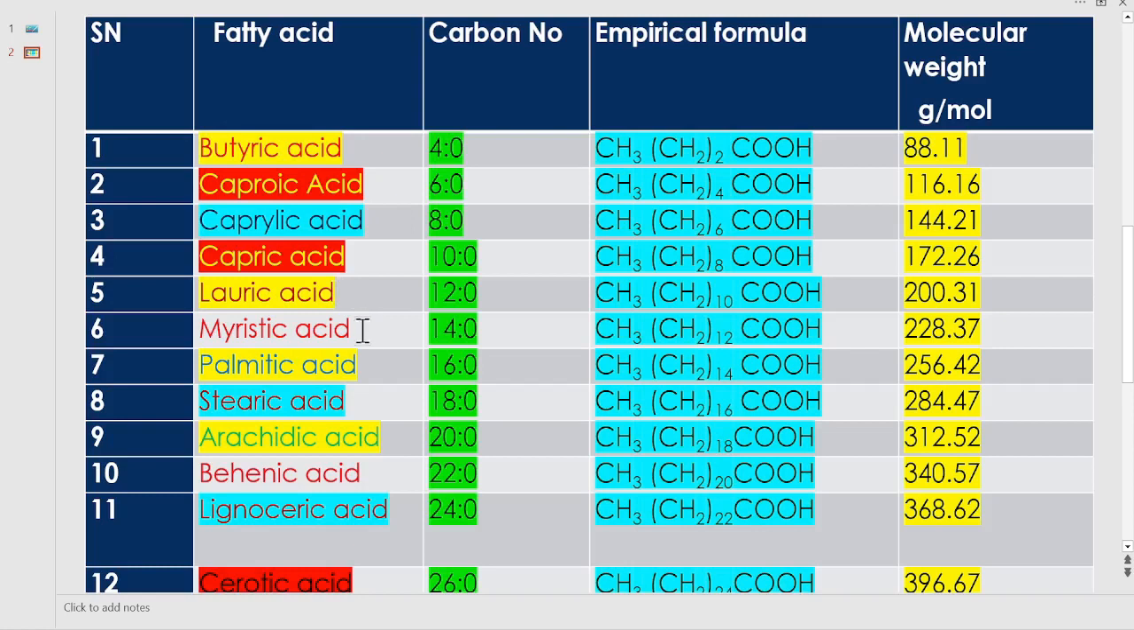Lauric acid and myristic acid we can find in more quantity in coconut oil, and palmitic acid and myristic acid we can find in palm oil. The stearic acid is present in most vegetable oils, from 5 to 50%. When it comes to cocoa butter, the stearic acid content is above 50%. The arachidic, behenic and lignoceric acids will be present in some oils, but in lesser quantity, 2%, 3% like that. Okay, this is the list of some important saturated fatty acids.